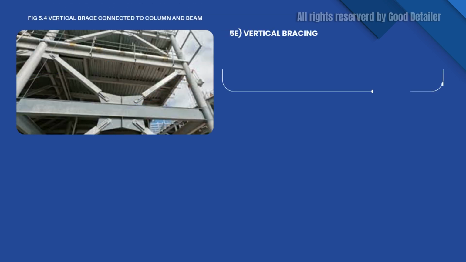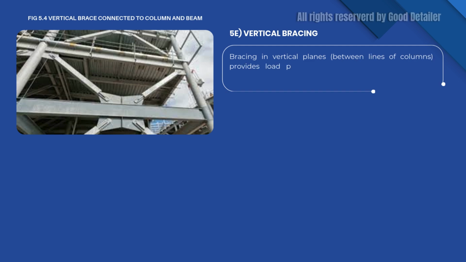5E. Vertical bracing. Bracing in vertical planes, between lines of columns, provides load paths to transfer horizontal forces to ground level and provide lateral stability.